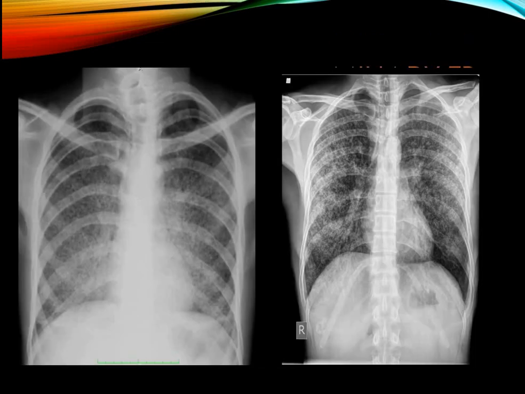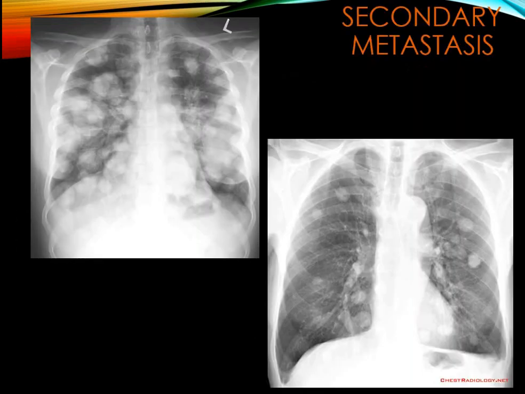These are other examples of the miliary shadow, but here in adult patients. So the differential diagnosis includes the infections, metastasis, and the pneumoconiosis. Examples of multiple nodular shadow or diffuse nodular shadow, and the cause is secondary metastasis. This type of nodules has a special name called cannonball metastasis.